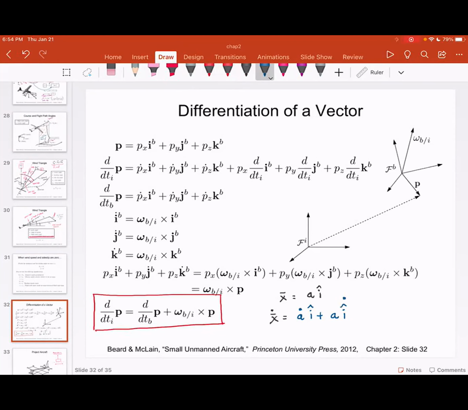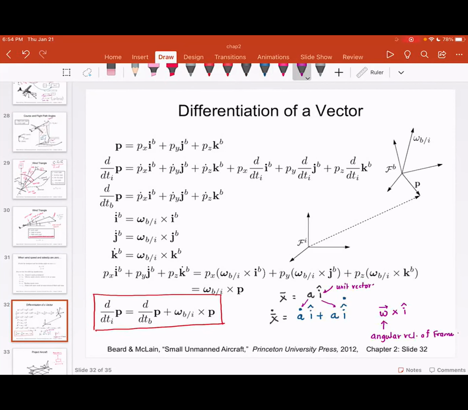So if you have a vector x which is given as a and I, where I is the unit vector, and I want to find the derivative x dot, I will have to take the derivative of the first term, and then the derivative of the second term. Now I dot is nothing but omega cross I, where omega is the angular velocity of the frame.